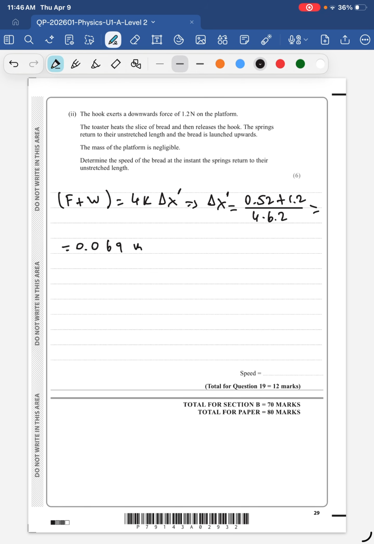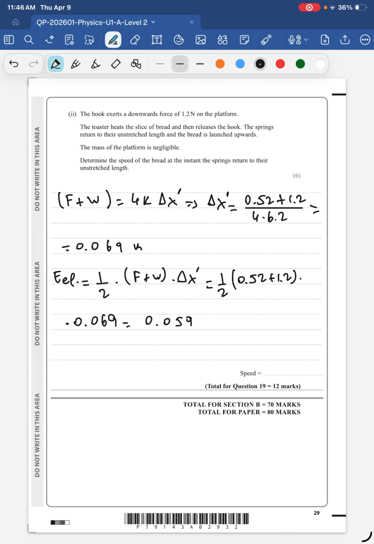All right, so this yields 0.069 meters. Okay, now the elastic strain energy, E elastic, is going to be 1/2 times the force plus the weight times delta x prime. So that's 1/2 times 0.52 plus 1.2 times 0.069, and this is equal to 0.0596 joules.